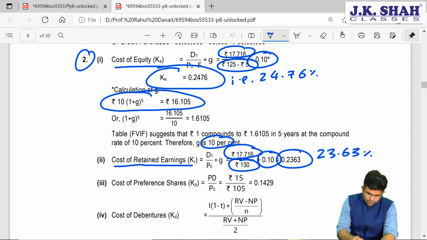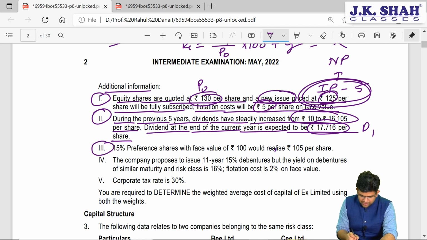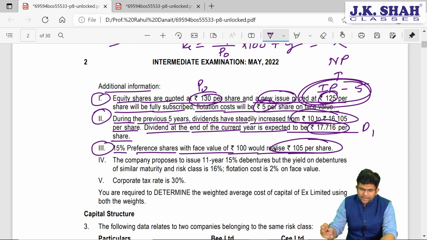Moving on, children, to calculate KP, they're saying 15% is the preference dividend rate, face value is 100, but its current market price is 105. Children, this is a very simple irredeemable preference share.